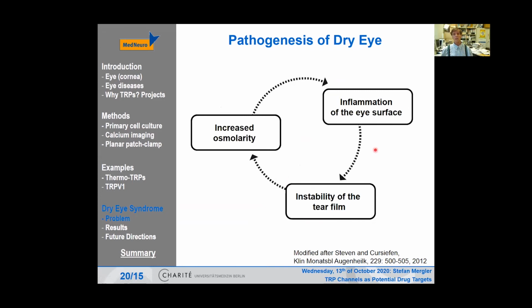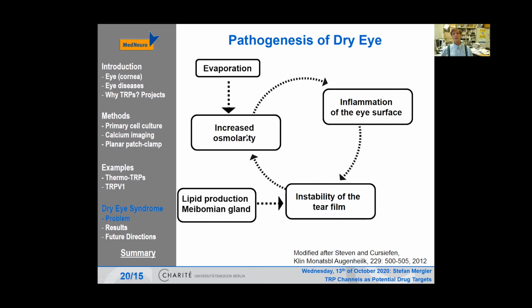The pathogenesis of dry eye is at first instability of the tear film, which can be age-dependent because of malfunction of the meibomian gland. This gland is responsible for the fluid production of the tear film. And then another point is the increased osmolality, because there's more salt in the solution relative to water. This can be due to evaporation, for example, if there's a lot of air, wind against the eye and so on. And therefore, in this circle, it always comes to inflammation of the eye surface.